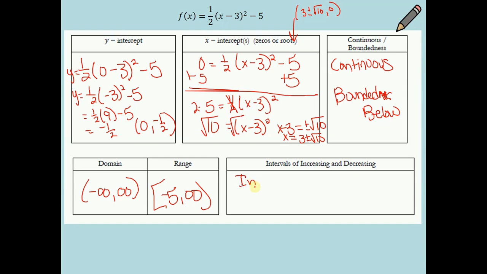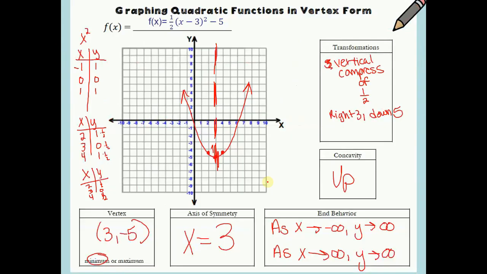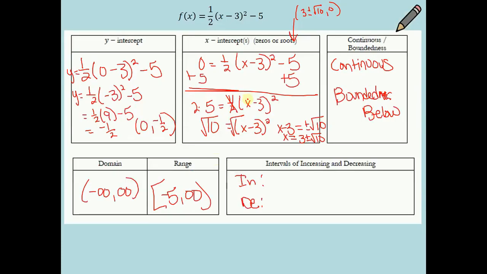What about increasing and decreasing? So, looks like I am decreasing on this graph from negative infinity, because we're talking our x values, till 3. So that's decreasing. And then we're increasing from 3 to infinity.